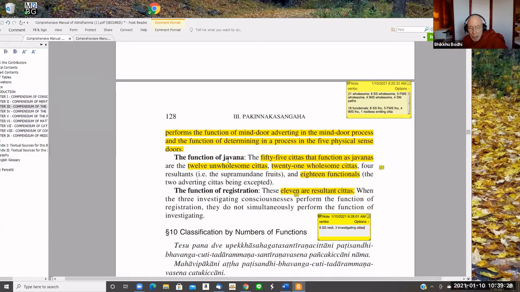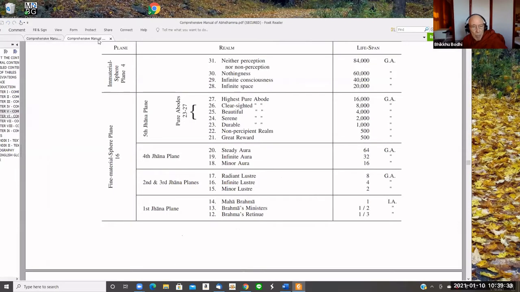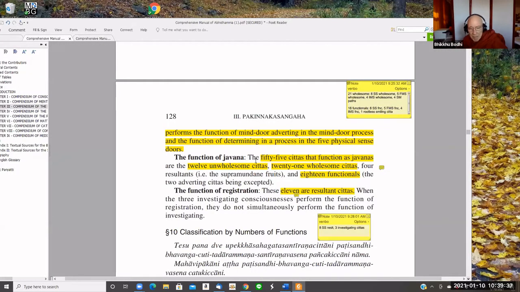Okay, then we have the function of the javana. Remember, the javana is the most important phase. Well, I think you already will remember it. The javana is the most important phase because it's in that phase that the wholesome and the unwholesome cittas arise that create karma. And so it's said here that 55 cittas perform the function of javana. 55 types of cittas occur in the javana phase.